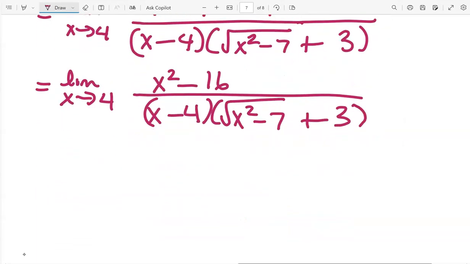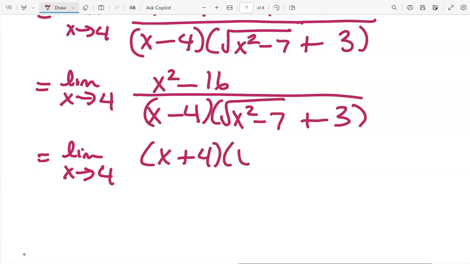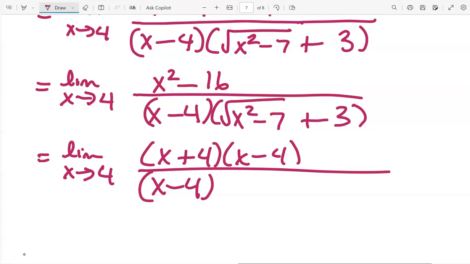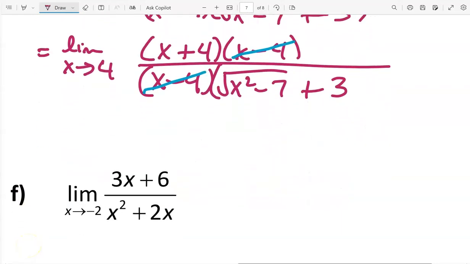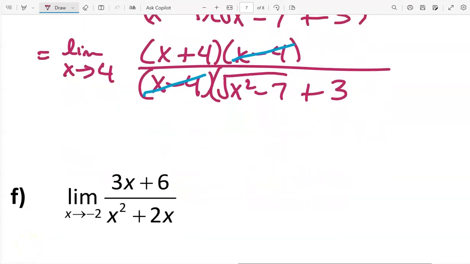All right, and now we can factor x squared minus 16 into x plus 4 times x minus 4. And now we can cancel some common factors. Once we have done that, we've created an equivalent function that has no discontinuity at x equals 4.